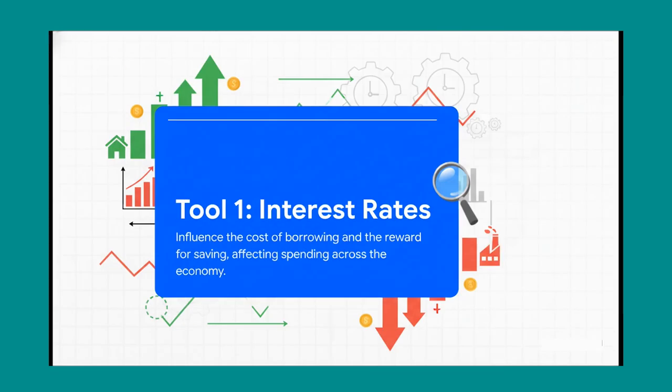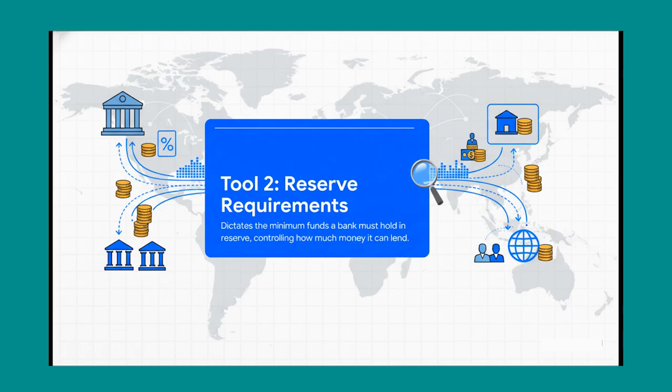Okay, this first tool is the one you've probably heard the most about. By raising or lowering interest rates, a central bank makes it either more expensive or cheaper for you and for businesses to borrow money. This is their main lever for either cooling down an overheating economy or trying to stimulate a sluggish one. The second tool is a little more technical, but it's just as powerful. The central bank basically tells commercial banks, hey, you have to keep a certain percentage of your deposits on hand, in reserve.